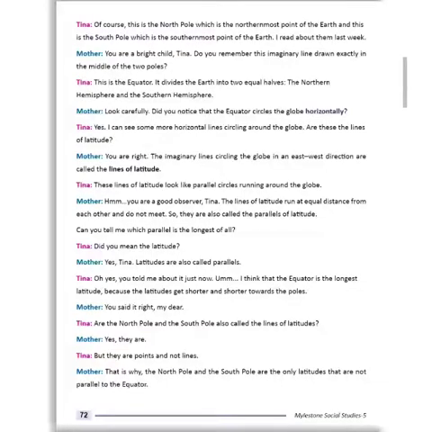So students, the imaginary lines circling the globe in an east-west direction are called lines of latitude, and the lines of latitude run at equal distance. The equator is the longest latitude because the latitudes get shorter and shorter towards the poles. The North Pole and South Pole are also called lines of latitude. The North Pole and South Pole are the only latitudes that are not parallel to the equator.